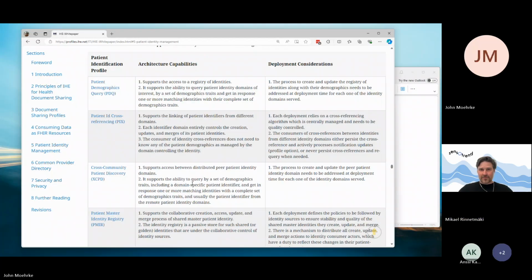Great. Any other questions? Timo, do you want to just introduce yourself? Timo is the chair of the technical committee of HL7 Finland.